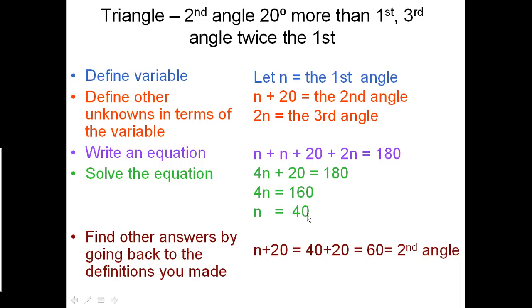So now we know that n is 40. 40 plus 20 is 60, so 60 is equal to the second angle. The third angle we know is 2n, so 2 times n, or 2 times 40, is 80, and that's the third angle. We can check our work by saying 80 plus 60 is 140, 140 plus 40 is 180. And so we have it, 180.